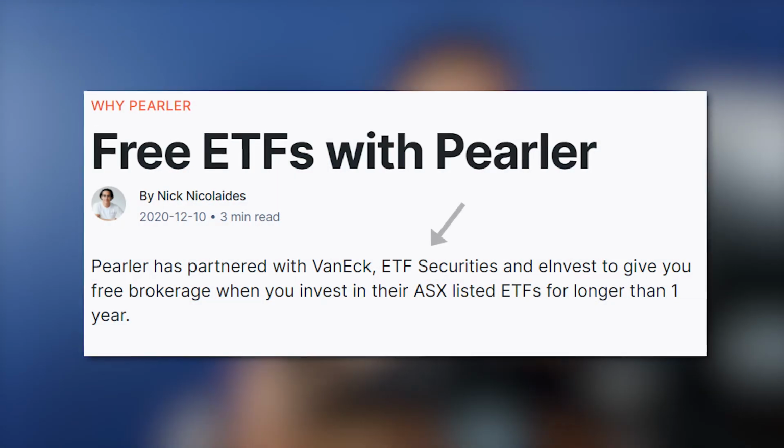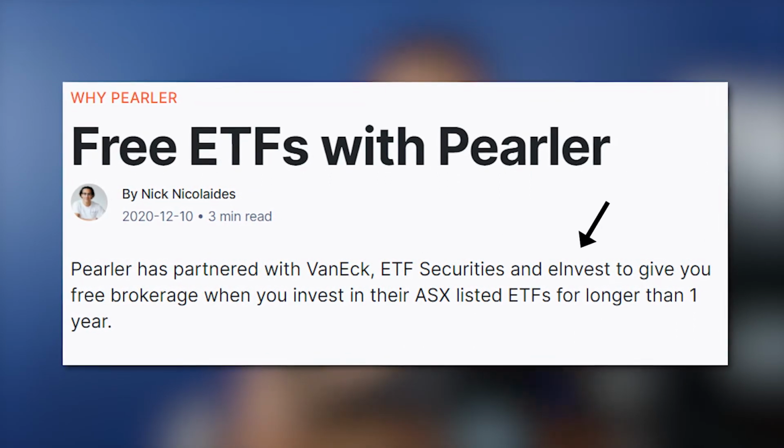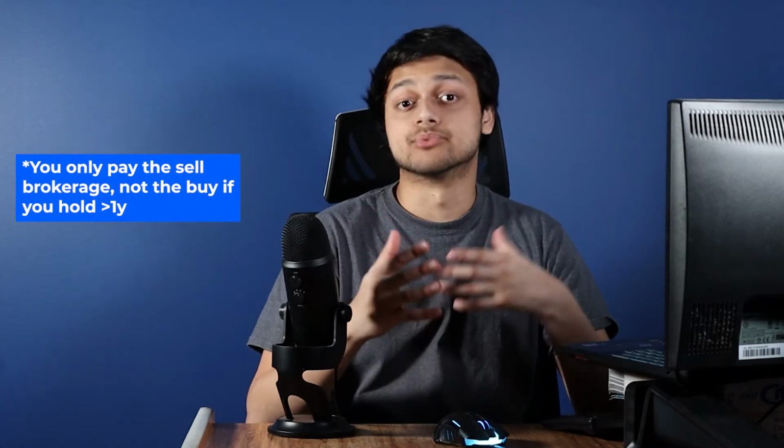Now the thing about Pearler is that since they're geared more towards those long-term investors and trying to help investors buy ETFs and whatnot, they do have a couple of free ETFs on offer from ETF Securities, VanEck, and eInvest. You can pretty much buy those ETFs completely brokerage free as long as you hold it for over a year, and you only pay the brokerage once you sell.